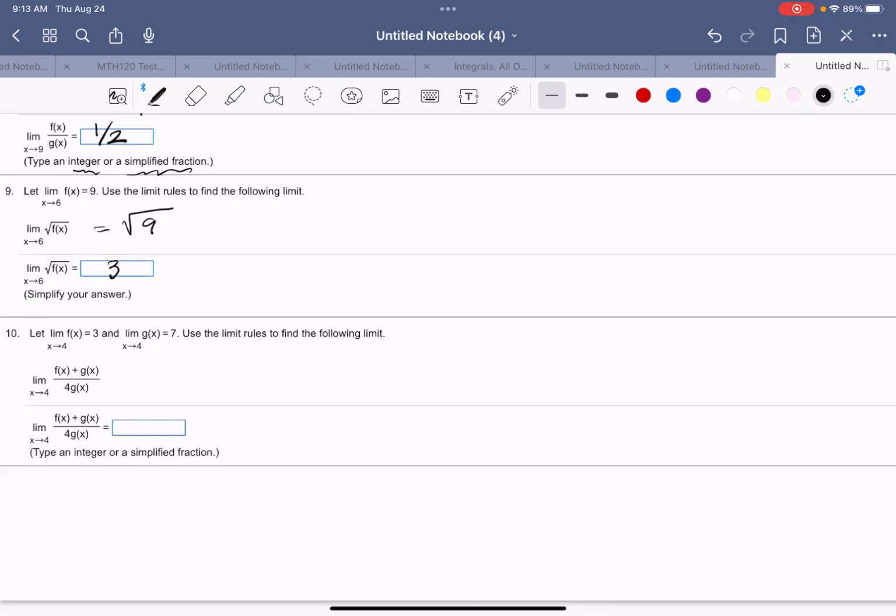And example 10. Let the limit as x approaches 4 of f of x equal 3, and the limit as x approaches 4 of g of x equal 7. Use the limit rules to find the following limit. The limit as x approaches 4 of f of x plus g of x divided by 4 times g of x. And again, since all these limits are to the same place, we simply substitute those values and do the arithmetic. Let's see, 4 times the g of x is 4 times 7. So that's 10 divided by 28. And again, integer or simplified fraction. So got to divide that by 2 and that by 2. So my answer is 5/14.